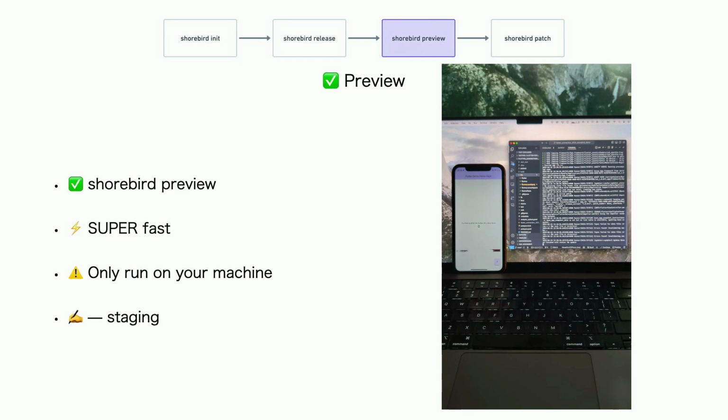So if you want to test a build across your team, use TestFlight, Play Store Test Track, or Firebase App Distribution. And there is a staging argument. And with this argument, you can check the staging patch.